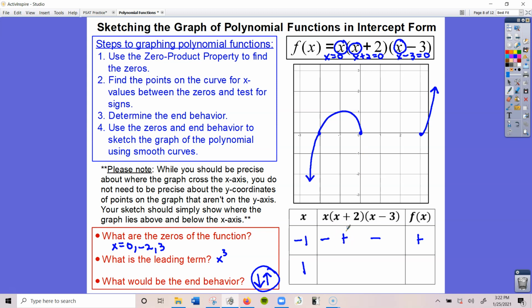Now I do the same thing, but for 1. So if I plug in 1 into x, that's positive. 1 plus 2 is also positive. And 1 minus 3 is negative. A positive times a negative is a negative number. So I would go here below the x-axis because I end up with negative. And that is how I would get my polynomial graph.